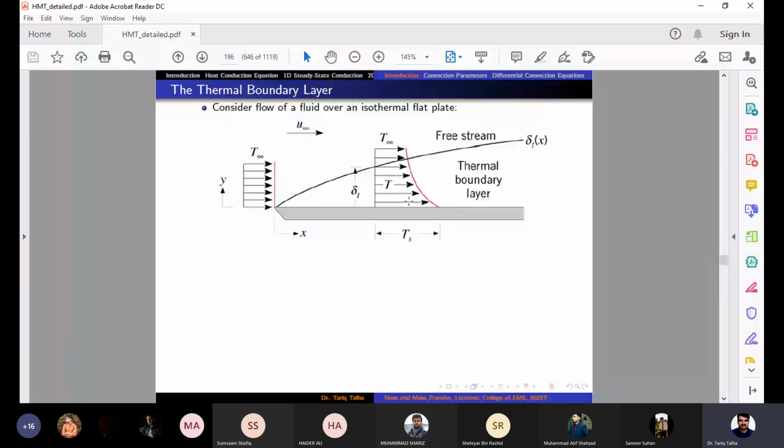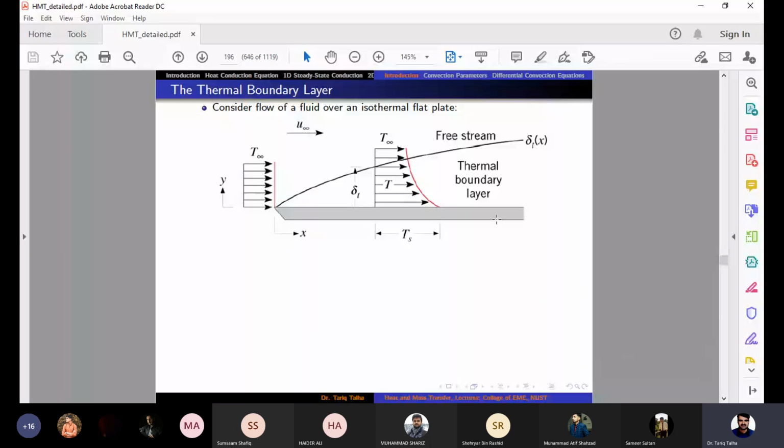Now you can see that the first layer of molecules has the same temperature as this surface, which is Ts. Here Ts is shown. Now that temperature would decrease to the free stream temperature, which is T infinity in this case. So this red line shown here is the temperature profile. It tells you that the temperature of the molecule decreases from the surface temperature Ts to T infinity, which is the free stream temperature.